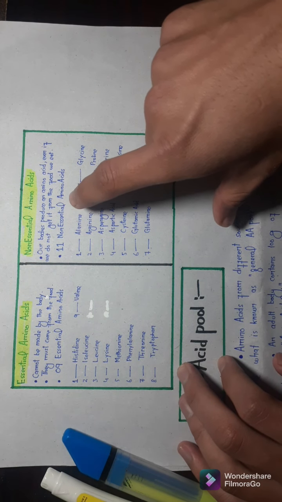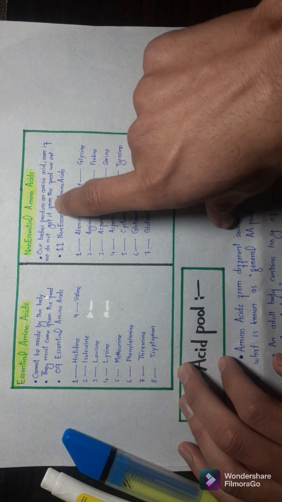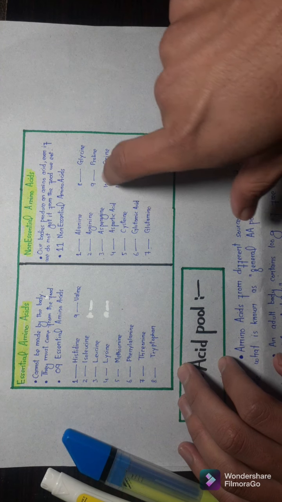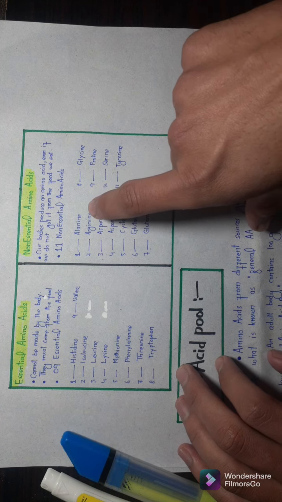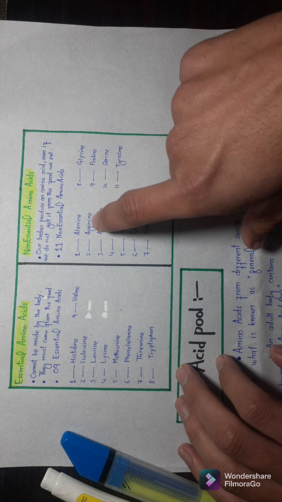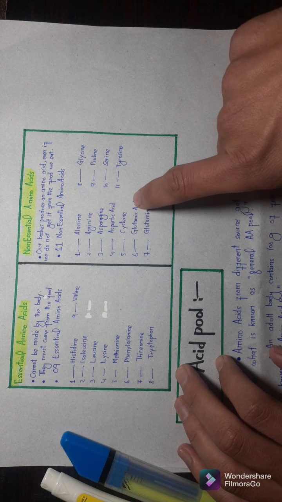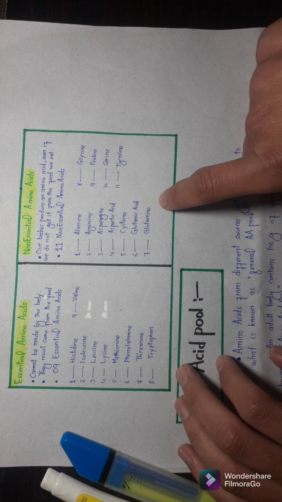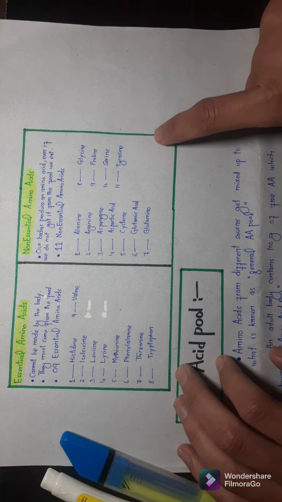And there are 11 non-essential amino acids which are produced by our body. Even if we do not get them from the food we eat, they are known as non-essential amino acids, and they are 11 in number. They are alanine, arginine, asparagine, aspartic acid, cysteine, glutamic acid, glutamine, glycine, proline, serine, and tyrosine.